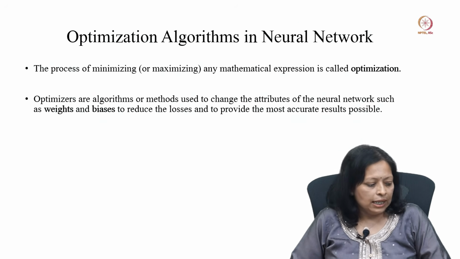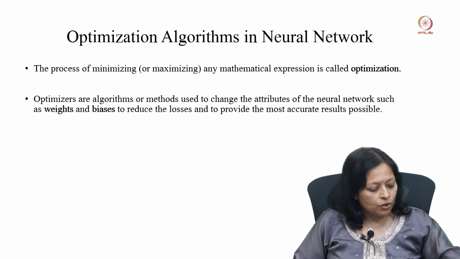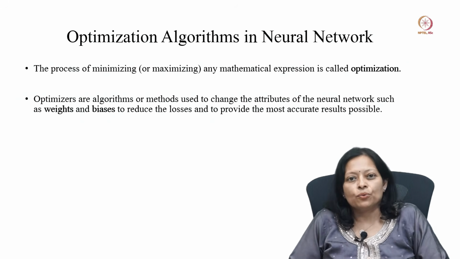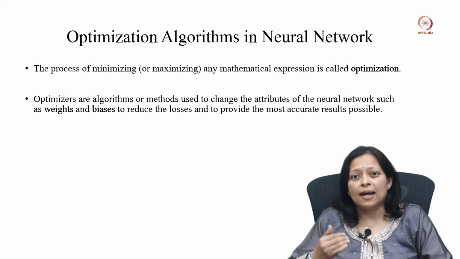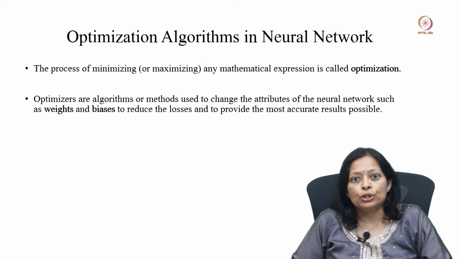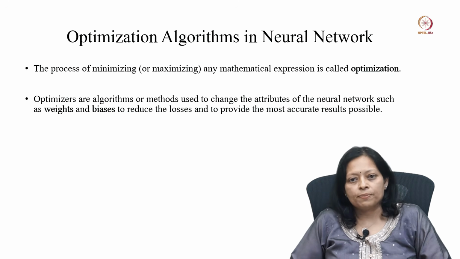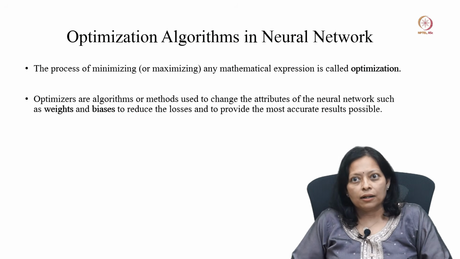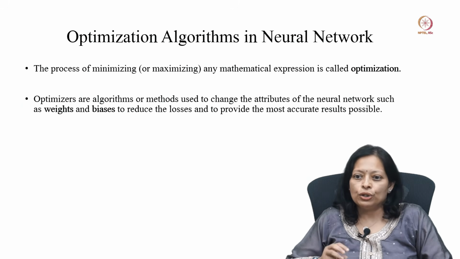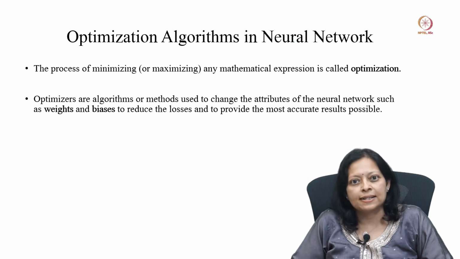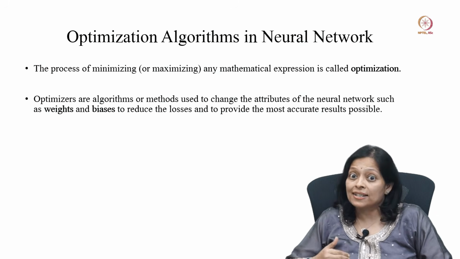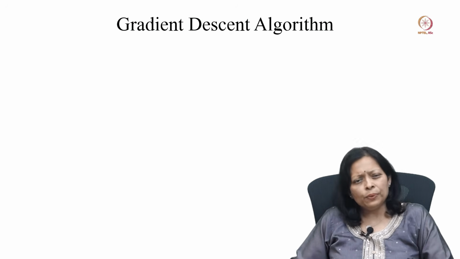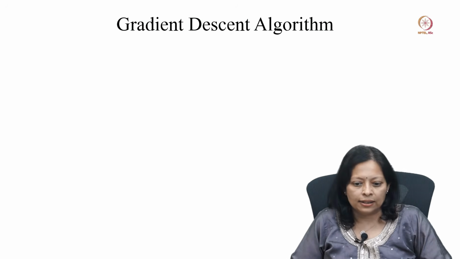We all know in machine learning, what we try to do is get our model to predict some result, and we want the prediction to be as close as possible to the true output. Now these optimizing algorithms help the neural network update the weights and biases in such a way that the output becomes as close as possible to the ground truth. Okay. Now, we'll come to what this gradient descent algorithm is.